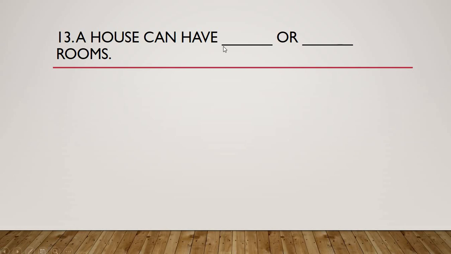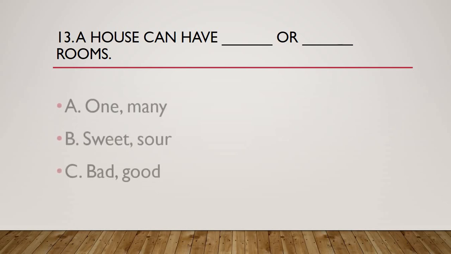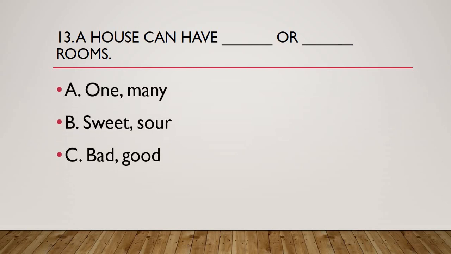A house can have dash or dash rooms. So now let's see the options. Option A says one and many. Option B says sweet and sour. Option C says bad or good. Now this is something to think about.